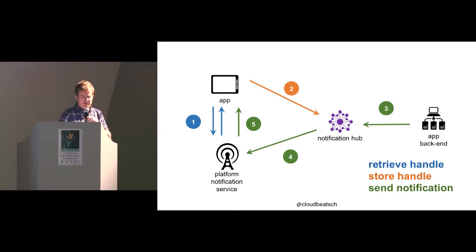So in the beginning, it's very simple. I still have to retrieve my URI. When I have my URI, I register with the Notification Hub. You see, I'm not registered with my very own backend application. My backend application then simply sends a message, and the Notification Hub retrieves all registered handles and delivers the message. So this is fairly straightforward.